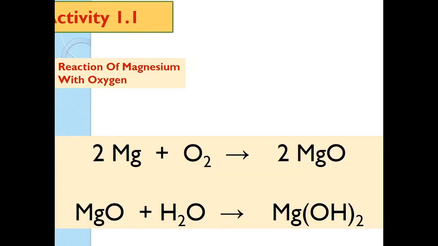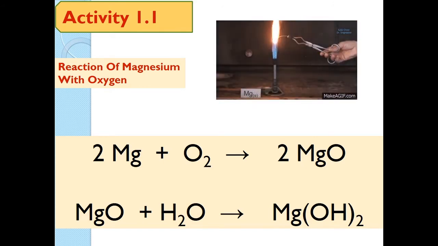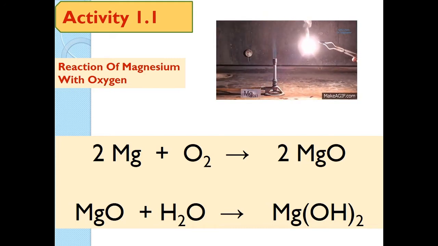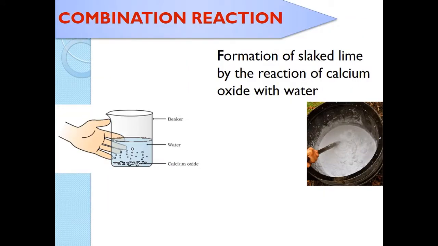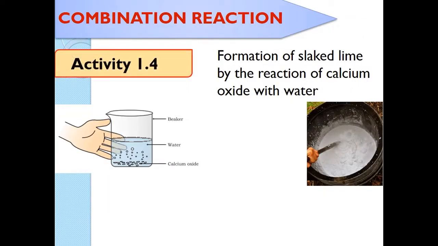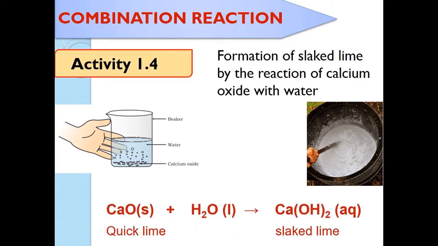Now recall activity 1.1, burning of magnesium ribbon. Magnesium ribbon burns with a dazzling flame. Here heat is released in the form of light. This is also an exothermic reaction. Now recall activity 1.4, which deals with the reaction of quicklime with water to form slaked lime, and you all have seen that during this reaction heat was given out.